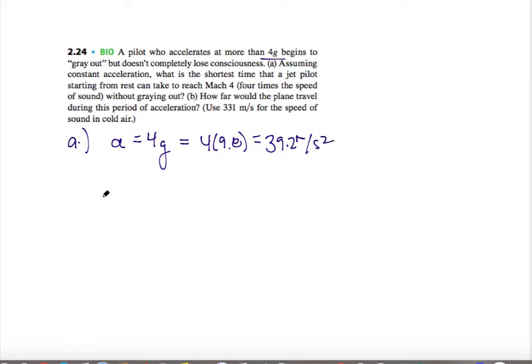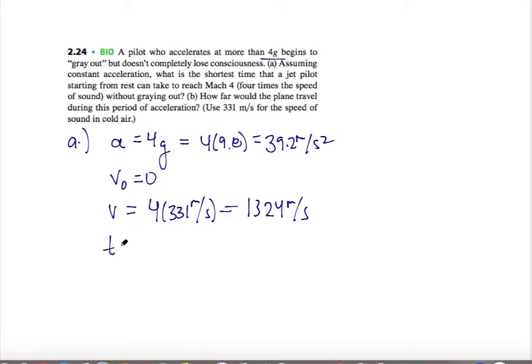Second part is Mach 4. I'm going to start from rest to get to Mach 4, so v naught is 0. V final is going to be Mach 4. Well, that's going to be interesting. That's 4 times the speed of sound, which is 4 times 331 meters per second, or, with a little bit of calculator magic, 1,324 meters per second. And the last bit is the shortest time, so I'm looking for a t here.